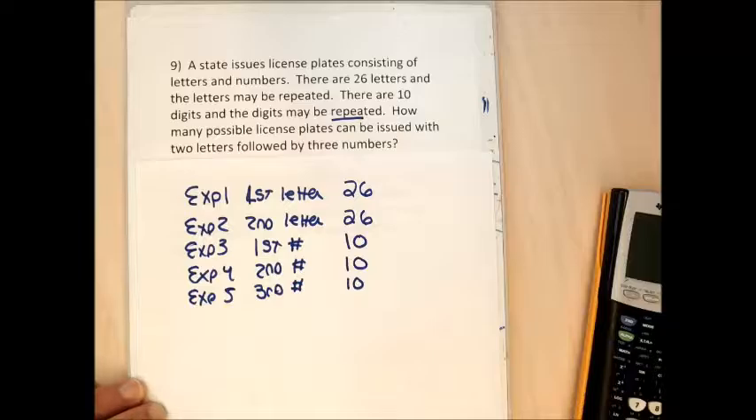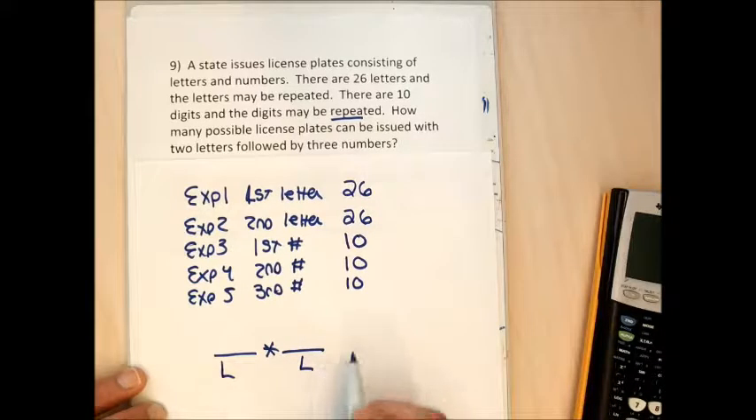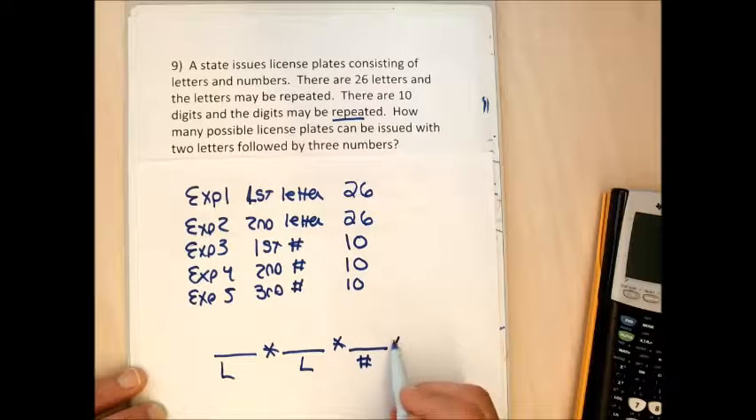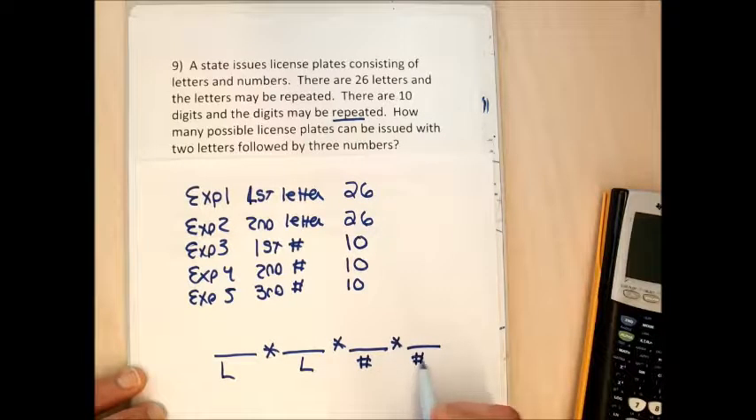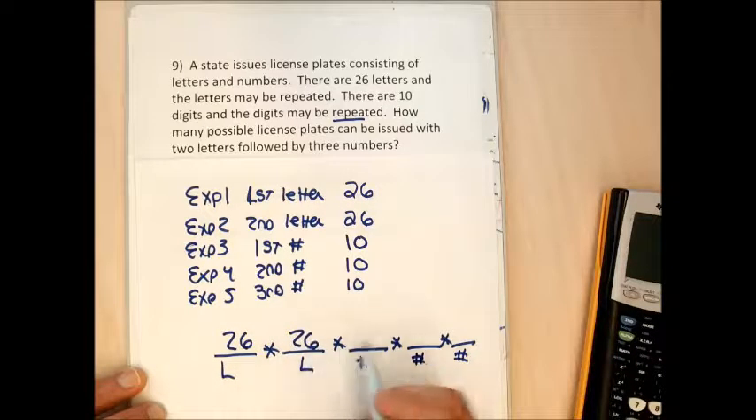So if I multiply these together, first letter times second letter times first number times second number times third number, I'll get the number of possible license plates by doing these 5 selections, considering each as an experiment. So first letter 26, second letter 26, first number, second number, and third number 10, 10, and 10.